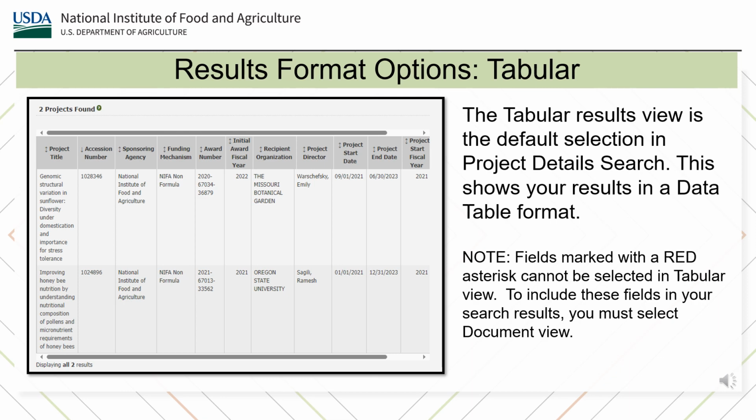The Tabular Results view is the default selection in Project Details Search. This shows your results in a data table format as shown on this slide. Note that fields marked with a red asterisk cannot be selected in Tabular View. To include these fields in your search results, you must select Document View.